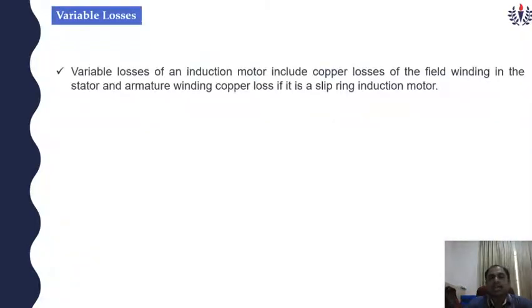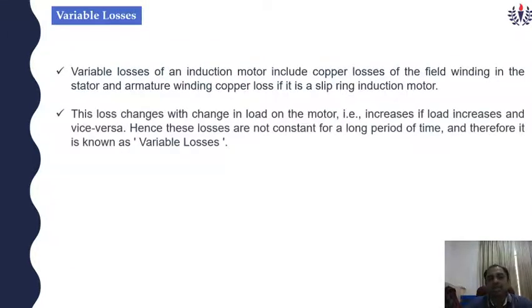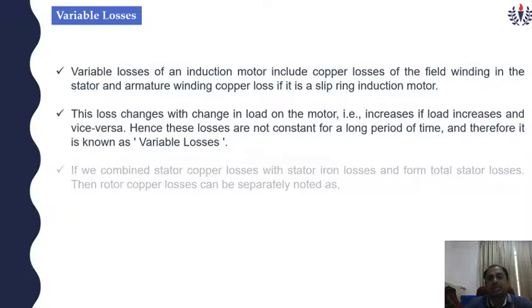Variable losses. The variable losses of an induction motor include the copper loss of the field winding in the stator and the armature winding copper loss if it is a slip ring induction motor. This loss changes with change in load on the motor, that is, it increases if load increases and vice versa. Hence these losses are not constant for long periods of time and therefore are known as variable losses.